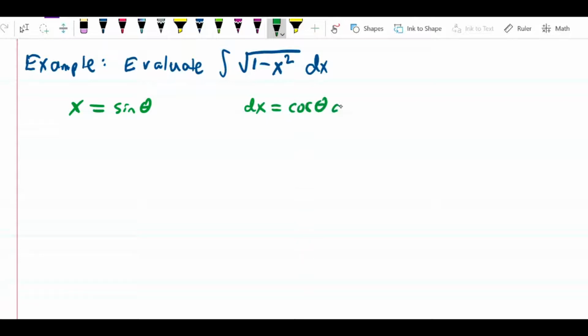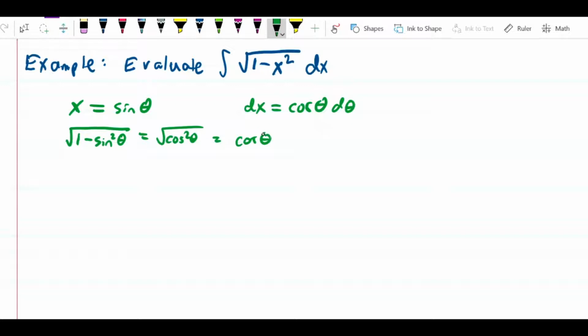dx equals cosine theta d theta. And one thing to note also, by the way, is it's often useful to write out the value of the square root expression itself. So note that square root of 1 minus x squared is going to be the square root of 1 minus sine squared theta, which is equal to the square root of cosine squared theta, which is equal to cosine theta.